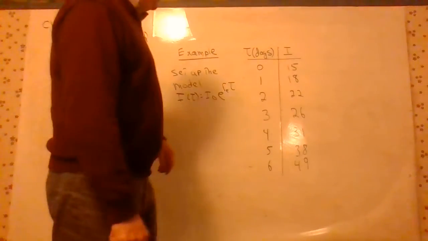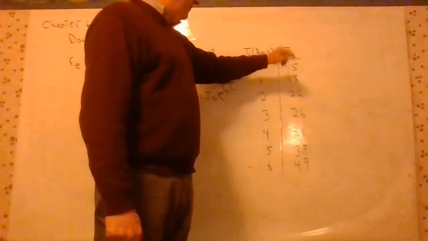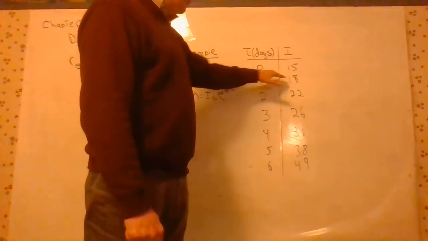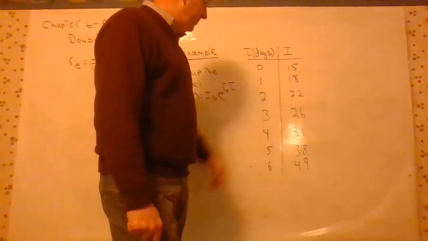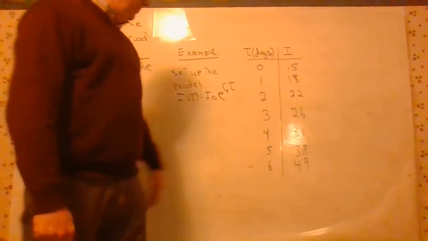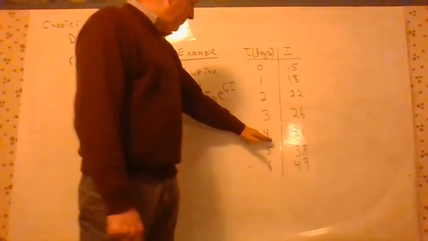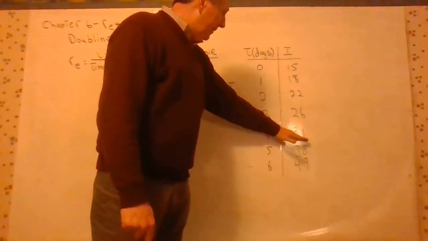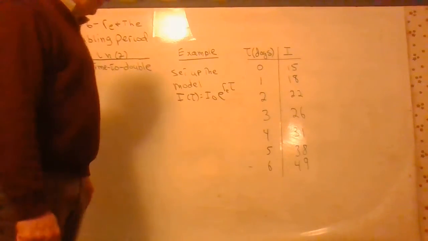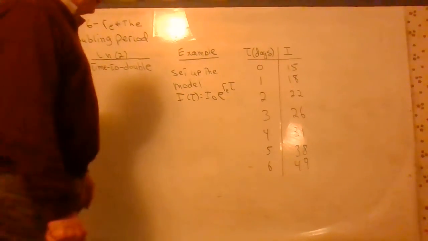We have a situation here where t equals 0, we have 15 infections, t equals 1, 18, t equals 2, 22, all the way down to what's double 15 is 30. Well, when we get to t equals 4 days, we have 31 infections. It's more than doubled. What's the time to double?